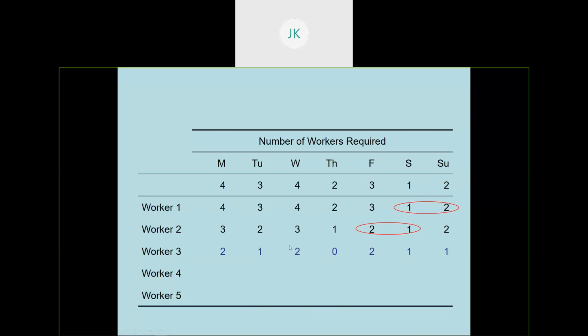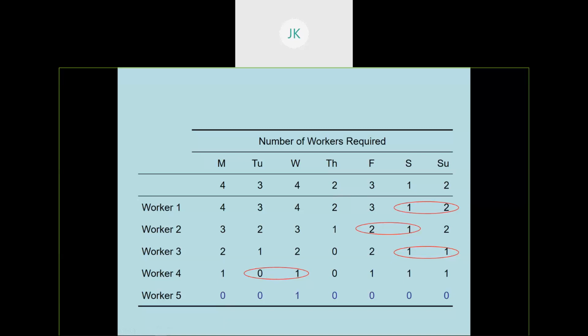So here again, 3 ties. Here, here, and here. Ask again, worker 3. Then worker 3 says, I don't want to work Saturday and Sunday. So circle there. Then minus 1, minus 1, minus 1. Already satisfied the number of workers required for Thursday, 0, and so on. Then again, there are 4 ties, and ask worker 4, then circle there, and again.